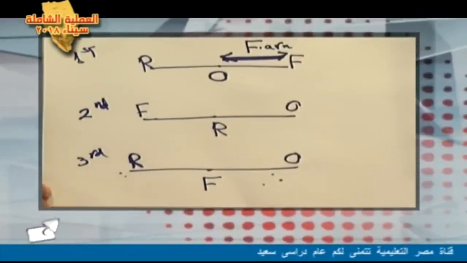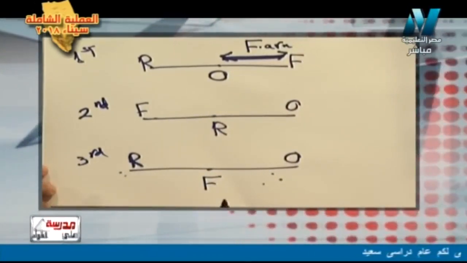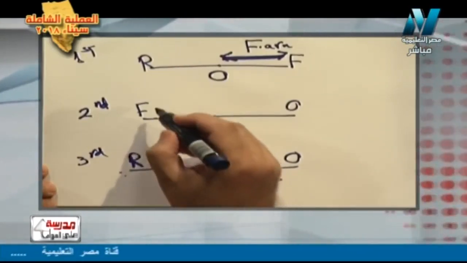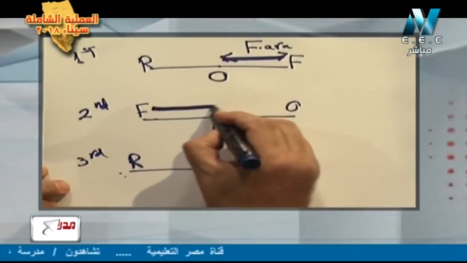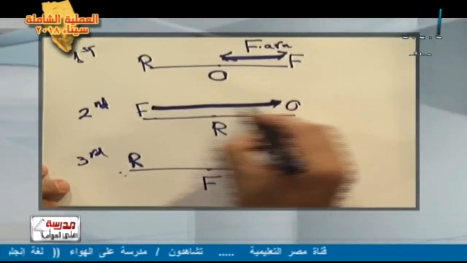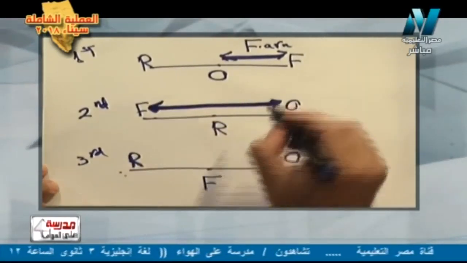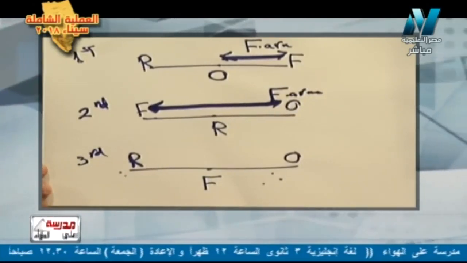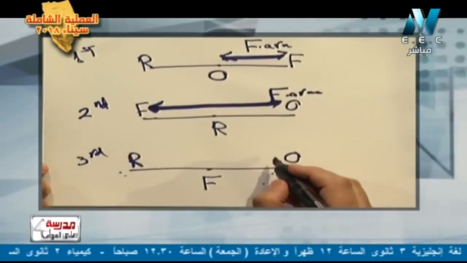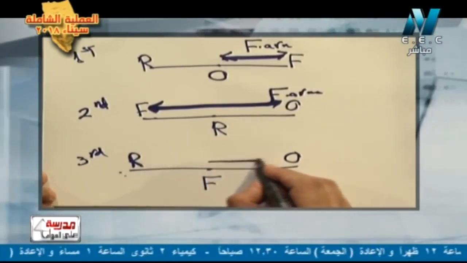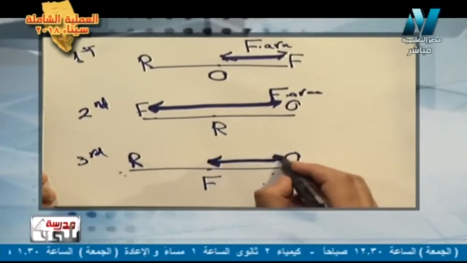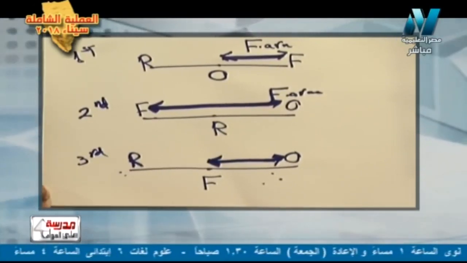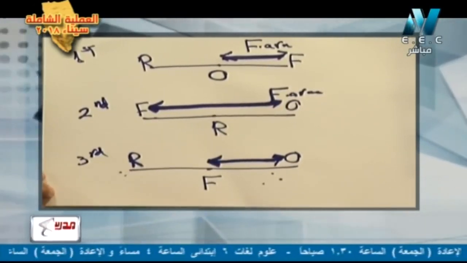So what about the effort force arm in second class lever? It is the distance between effort force and fulcrum. All this distance, it's a great distance. What about third class lever? In the third class lever, the distance between effort force and fulcrum is the effort force arm. I draw it with a thicker line to compare it with the resistance arm.